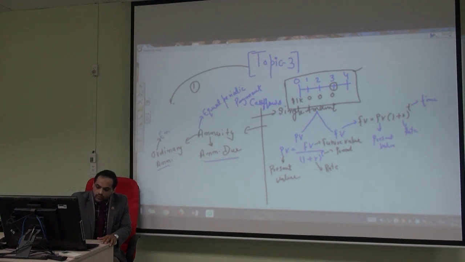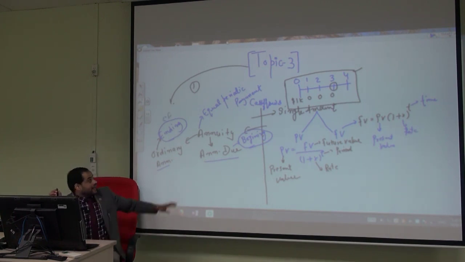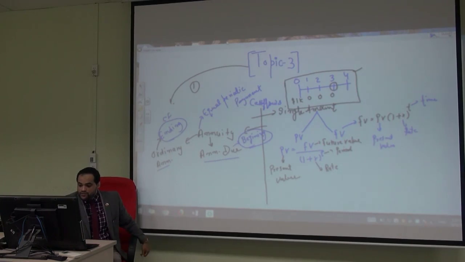So ending, which means at the end of the period, and due means beginning. Alright? I repeat again, cash flows at the end of the period and cash flows in the beginning of the period. So ending is ordinary, beginning is due. Correct? So I give you a quick example of ordinary and annuity due.